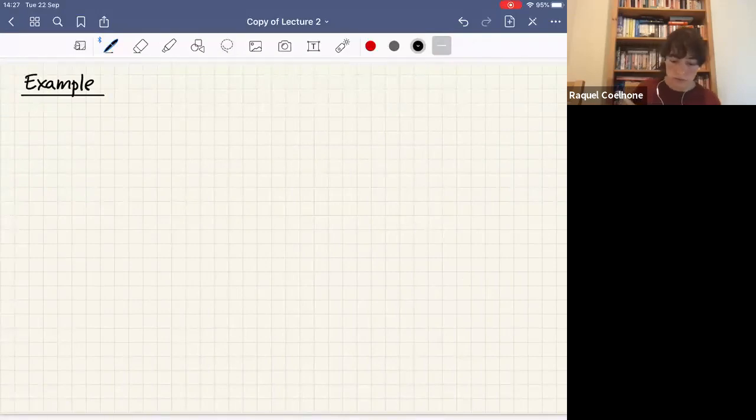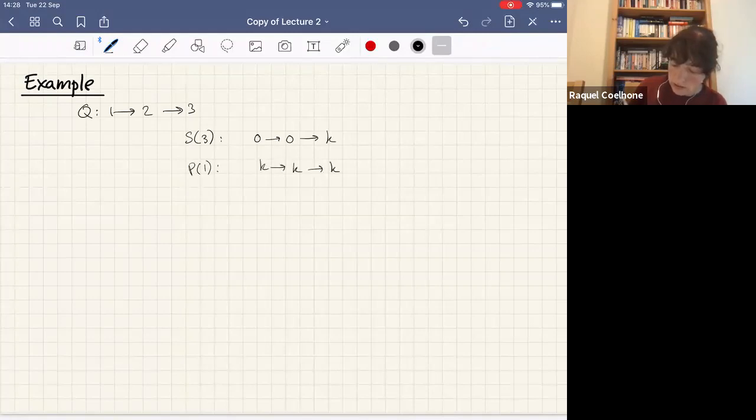Okay, example. So let's say we have S3. Now we know what this is. And we have P1. Now we know what this representation is. You can see that there's a morphism here. This diagram commutes to its representation, but it is not irreducible, because you can actually factorize this through P2. So you have P2 in the middle here.